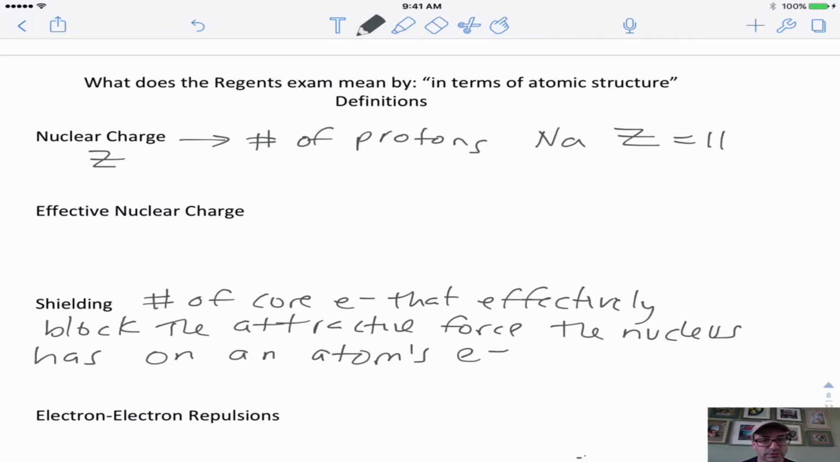You know this as energy levels. As you add more energy levels of electrons, those effectively inhibit or shield the pull that the nucleus has on the valence electrons. So how does this play into something called effective nuclear charge? Well, effective nuclear charge, called Zeff, is actually equal to the nuclear charge minus the number of shielding electrons.